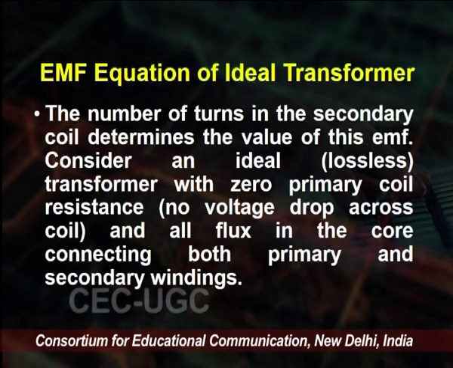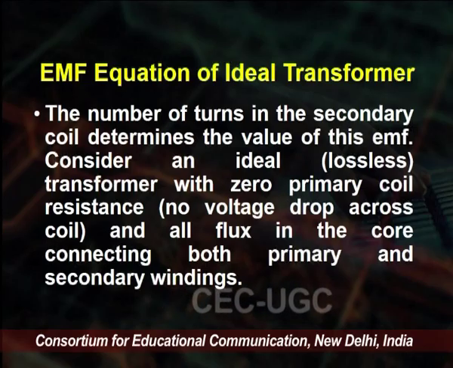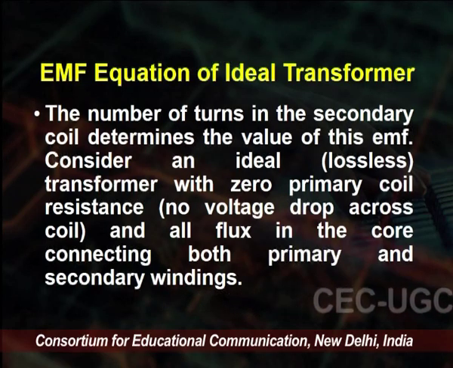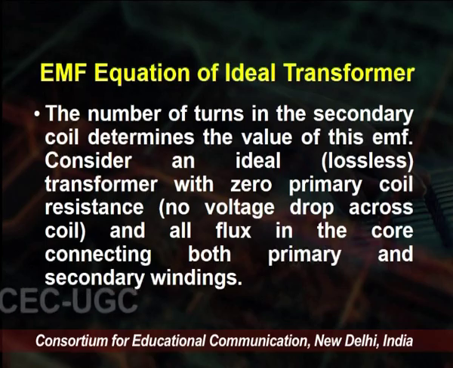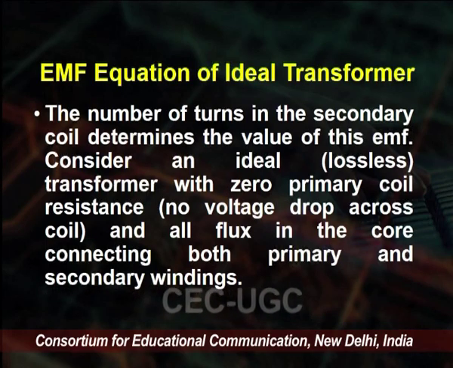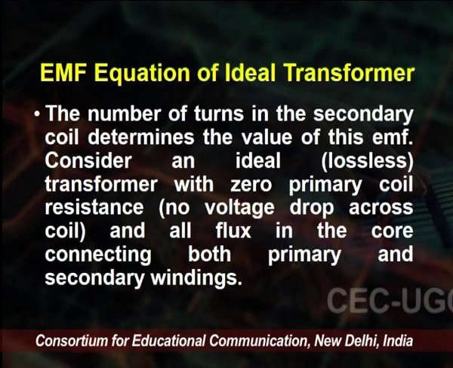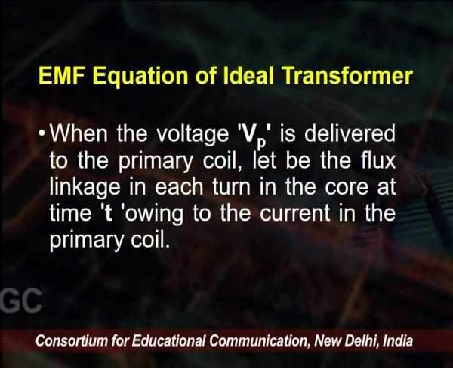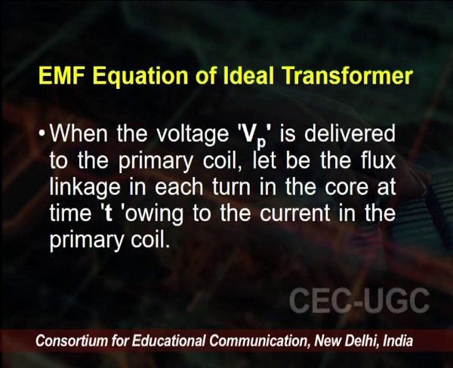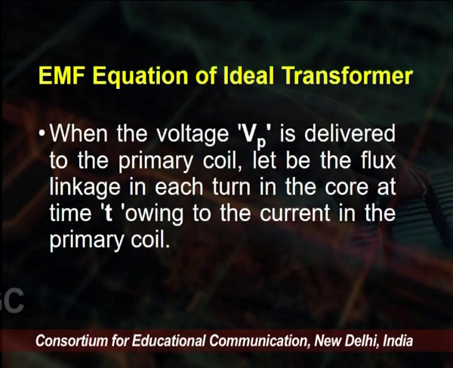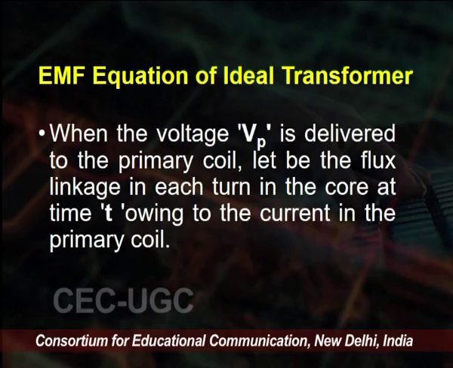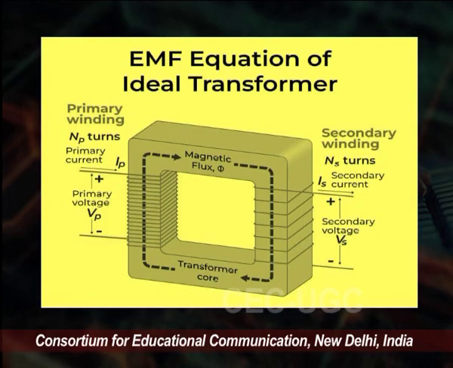And consider an ideal, ideal meaning lossless, transformer with 0 primary coil resistance. So there is no voltage drop across the coil. All the flux in the core links both the primary and the secondary windings. So, when the voltage Vp is delivered to the primary coil, let the flux linkage in each turn of the coil at time t owing to the current in the primary coil be phi. This is the EMF equation of the ideal transformer.